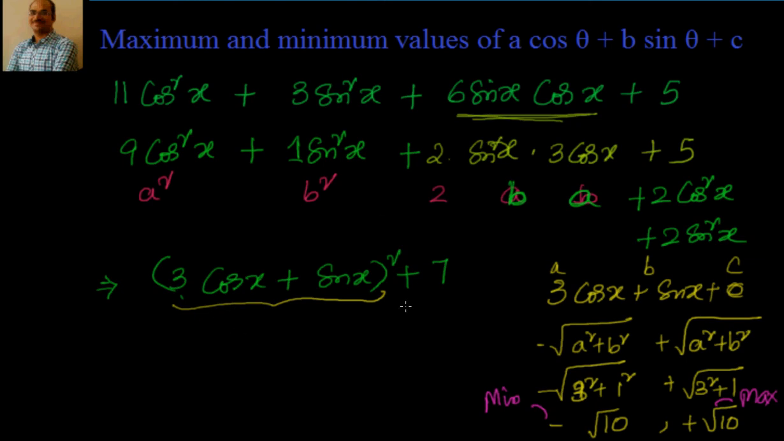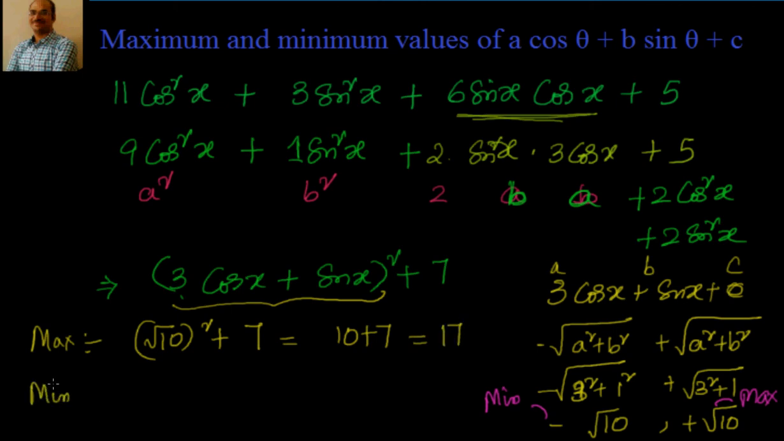We have to find out the maximum value of this expression, what is given to us as 11 cos square x plus 3 sin square x plus 6 sin x cos x plus 5, which we restructured as 3 cos x plus sin x whole square plus 7. Okay, right. Now we know the maximum value of 3 cos x plus sin x is root 10. So if I square it, the max value of this expression will happen only when 3 cos x plus sin x is having maximum value. The maximum value it has is root 10. So the max value of the expression will be root 10 whole square plus 7. That's nothing but 10 plus 7 equal to 17.